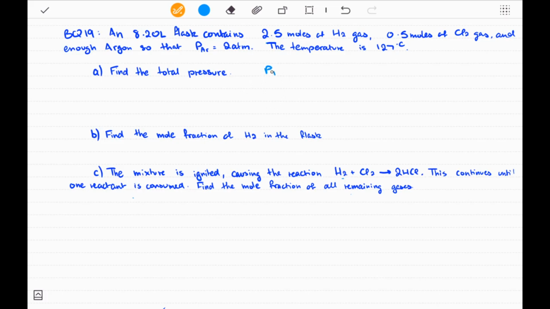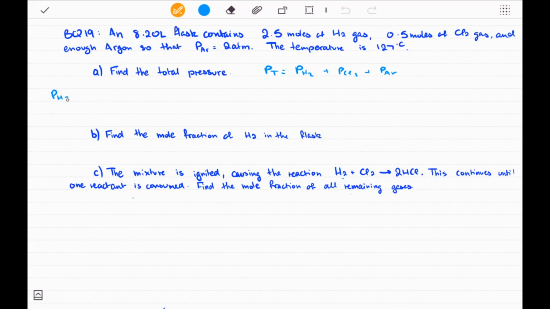Now, of course, total pressure just means you add the pressure of the 3 gases that you have, which are hydrogen, chlorine, and argon. We already have the pressure of argon, so that's not an issue. We do not have the pressure of these 2. The easiest way to find it is to just do PV = nRT for each gas.